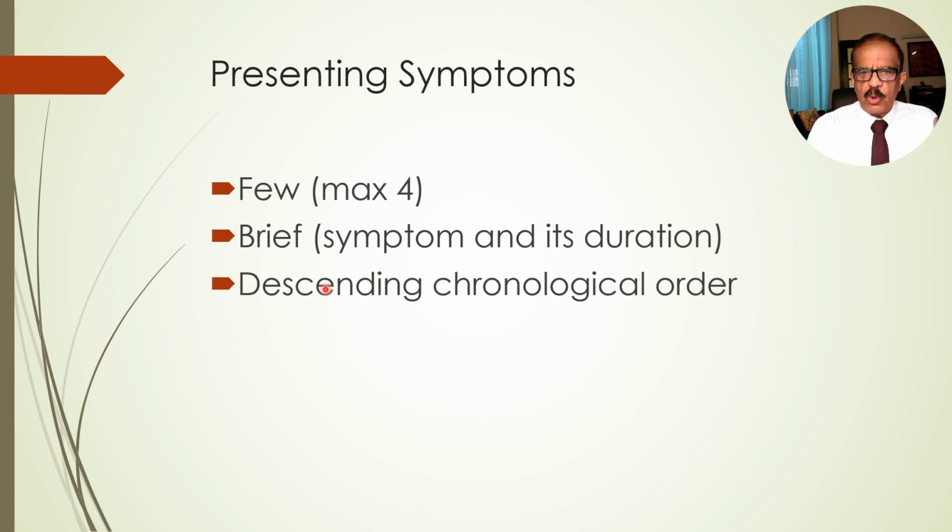Then these symptoms should be put in descending chronological order. For example, the symptom of longest duration should be listed first, and then at the end should be the one with the shortest duration. Why so? Because that would actually reflect the way that the condition developed. And you are also going to describe these symptoms one by one in the form of paragraphs, and only then will the story make some sense.